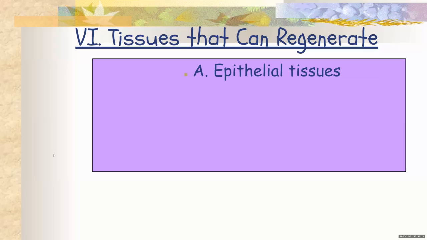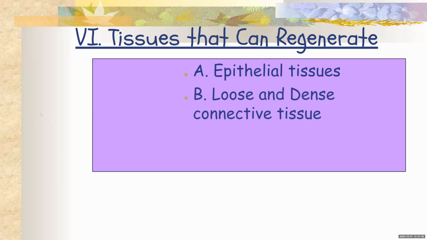One example would be your epithelial tissues. So the tissues on the outside of organs, on the outside of the body, on the inside of passageways. If there's damage, that tissue can regenerate. Loose and dense connective tissue, ligaments, tendons can regenerate. If an organ gets severely shifted, pulled, that damaged connective tissue can repair itself. Bone has the ability to regenerate.